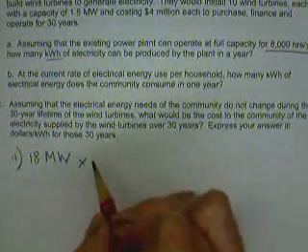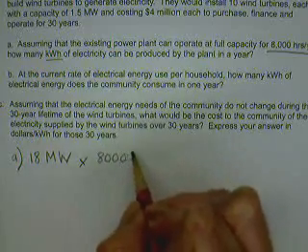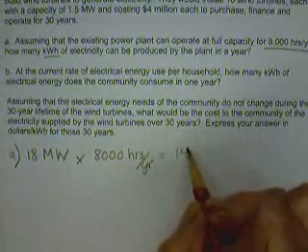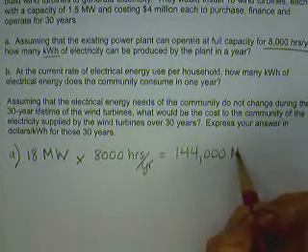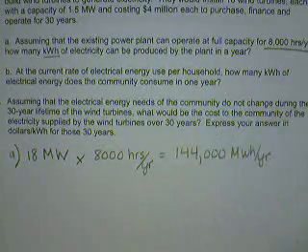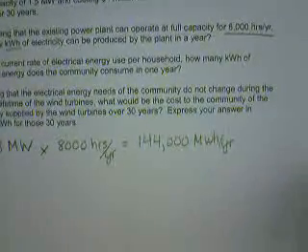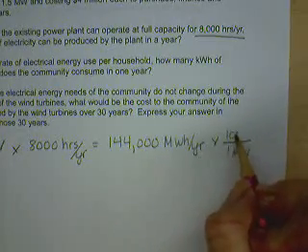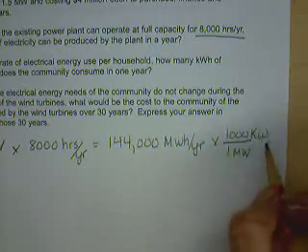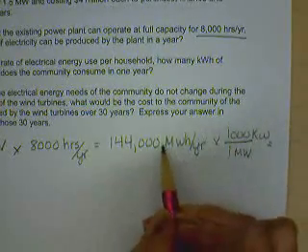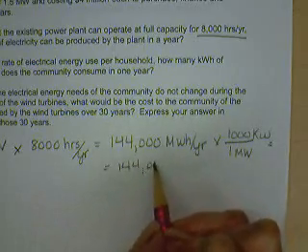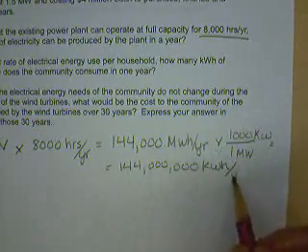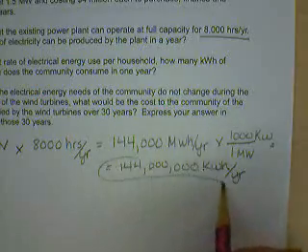So I'm going to take 18 megawatts times 8,000 hours per year, and that gives me 144,000 megawatt hours per year. But it's asking for this answer in kilowatt hours. So 1 megawatt is equal to 1,000 kilowatts. So I basically need to multiply this by 1,000, which is adding 3 more zeros. And this is our answer.